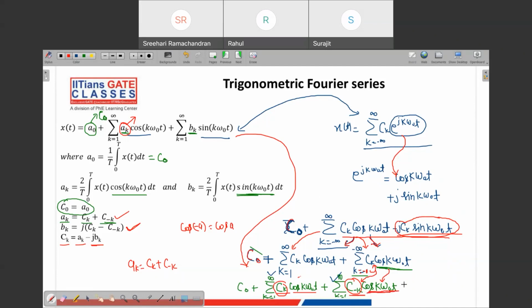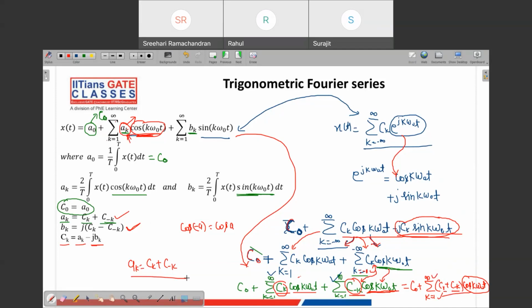Now this complete thing you can write as c0 plus summation k equal to 1 to infinity of ck plus c minus k cos k omega naught t, correct? Now if you compare this equation with the top one, here we have cos k omega naught t, here also we have cos k omega naught t. The limit is from 1 to infinity, the limit here is also from 1 to infinity. Here we have coefficient ak, here we have coefficient ck plus c minus k, and that's why ak should be equal to ck plus c minus k. Okay, is it clear?